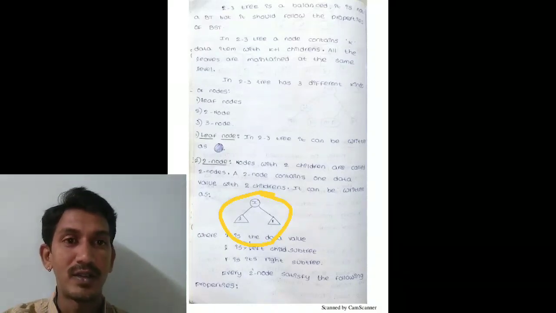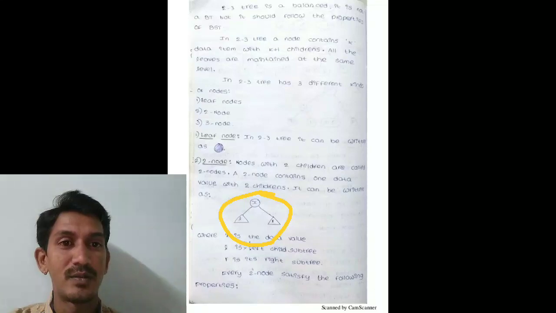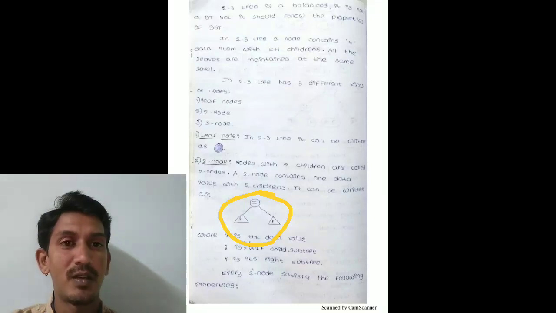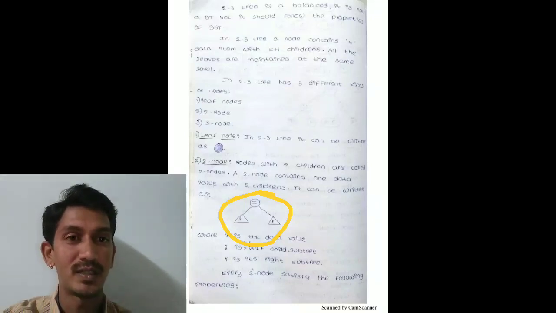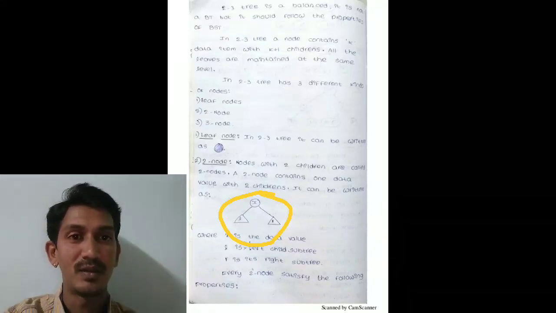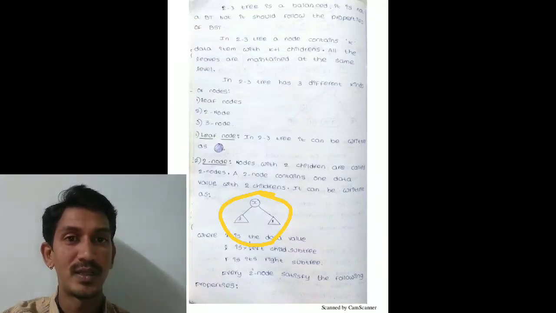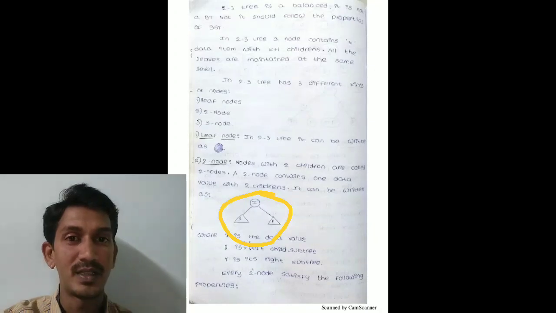Here X is our data item, L is its left subtree, and R is its right subtree, and it has some internal properties. The first is that the left subtree elements are smaller than the root node X, and the right subtree elements are greater than the root node, similar to our binary search tree properties, and all leaves should be maintained at the same level.